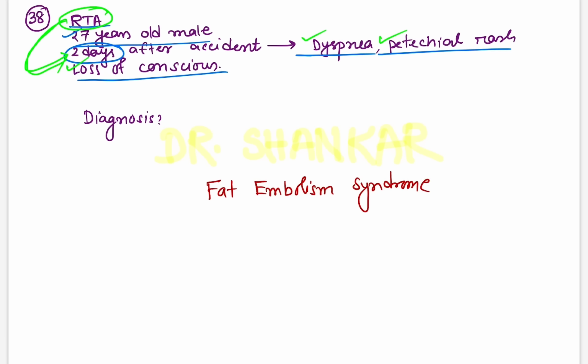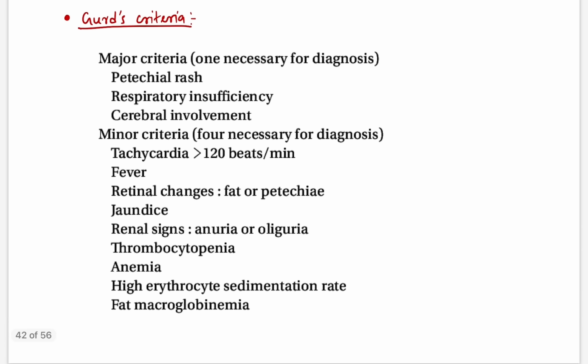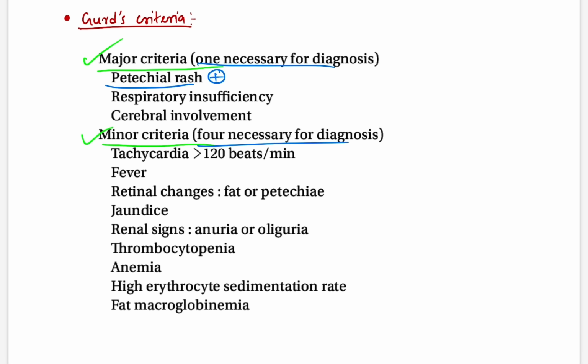Next, about the Gurd's criteria of fat embolism syndrome. So this is Gurd's criteria, major criteria and minor criteria. At least one major and four minor are necessary for the diagnosis of fat embolism syndrome. Among the major criteria, petechial rash, that was mentioned in the question, respiratory deficiency, that was also mentioned, dyspnea, cerebral involvement, loss of consciousness was also mentioned. That means everything was mentioned in the question.